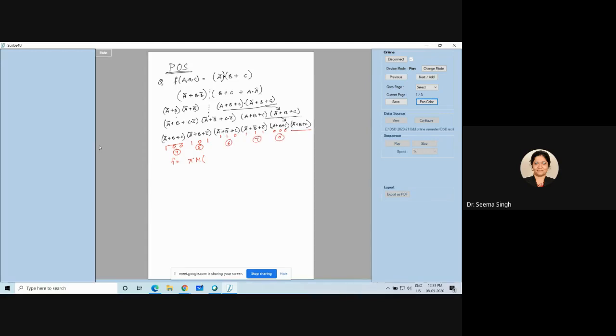So what do you get here? You get 0, 4, 5, 6, 7. Did you understand this? This is converting POS into standard POS or canonical POS. Is this clear? If you have any doubt, please let me know.